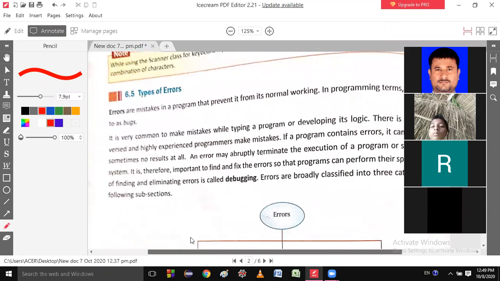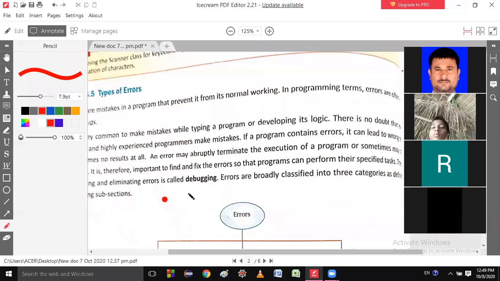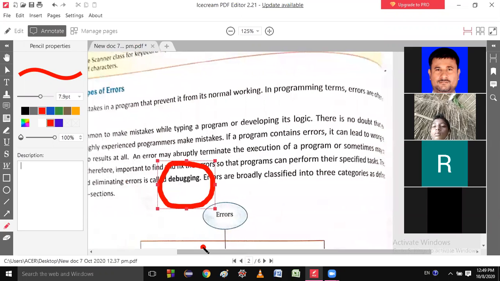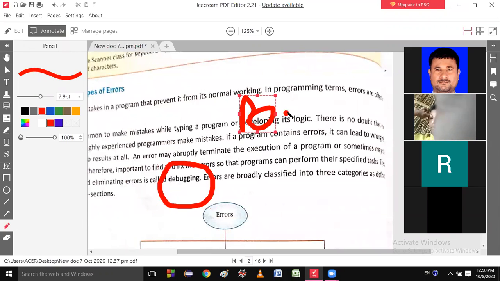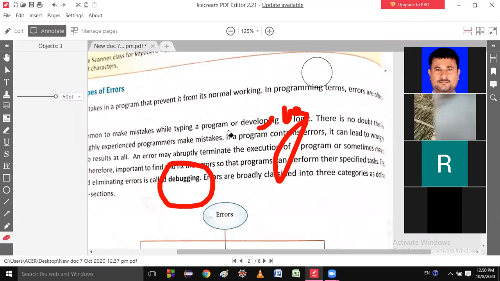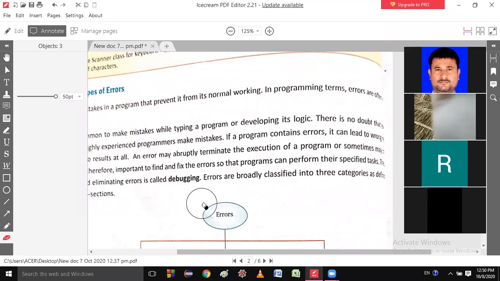The finding and eliminating of errors is called, just remember this word: debugging. Finding and eliminating errors is called debugging. That means you must find and you must eliminate. Eliminate means remove that error, and this process is called debugging. And the problems, the errors, are called bugs. You can write bug. Spelling can be wrong, but it is called bug.